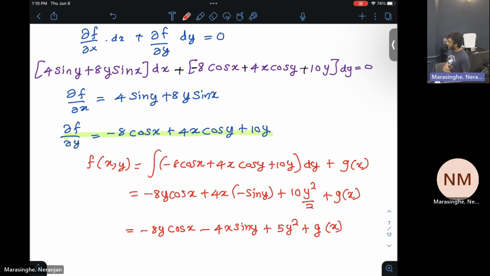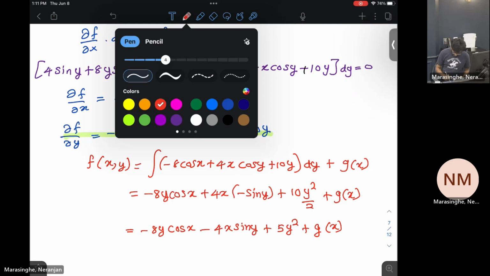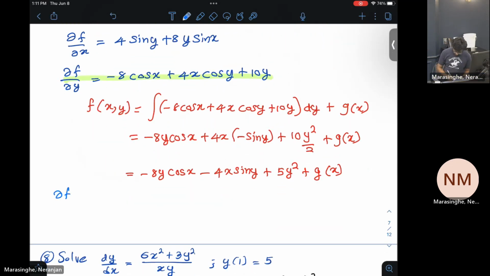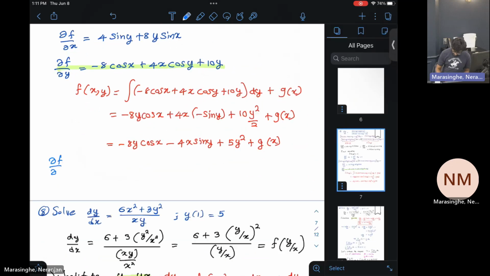Right. Now I have an expression for f_xy. I used ∂f/∂y to get this expression. So my next step is taking the partial derivative of f with respect to x. That's what I have not used, right? So next I would take the partial derivative of f with respect to x.